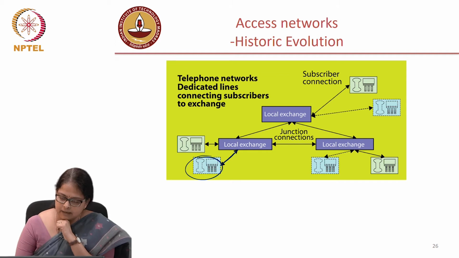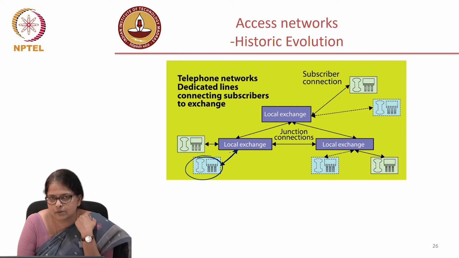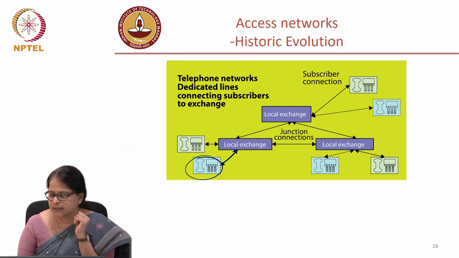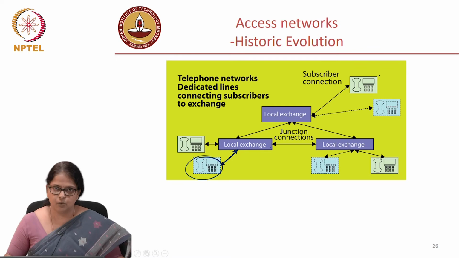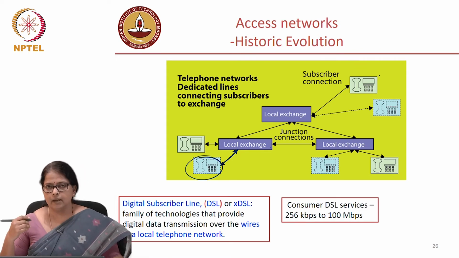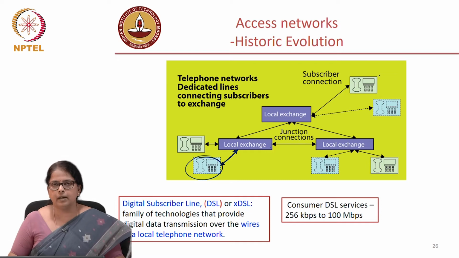And from there, data is sent to the local exchange, and that is through dedicated copper cables. The local exchange decides where the connectivity has to be made, and the subscriber connection gets established through the exchange. So historically speaking, this is the first access network that was ever established. And later on, we moved from analog to digital.